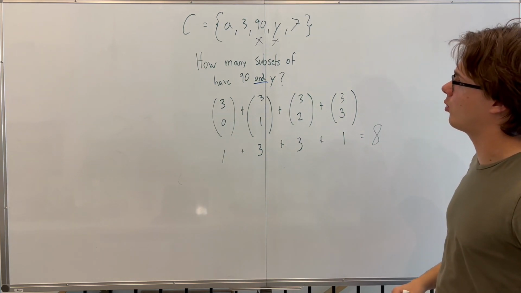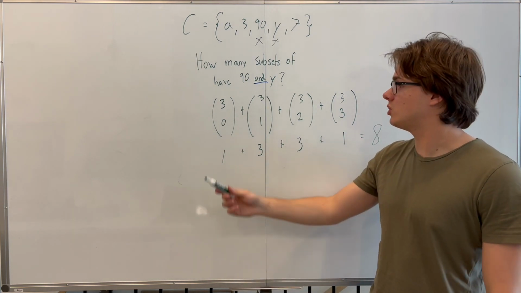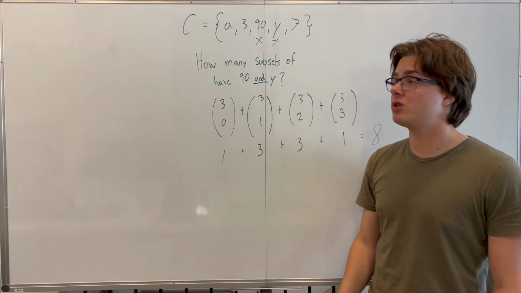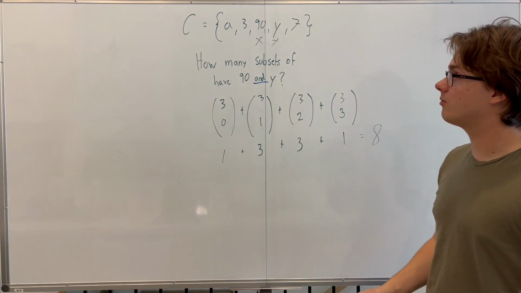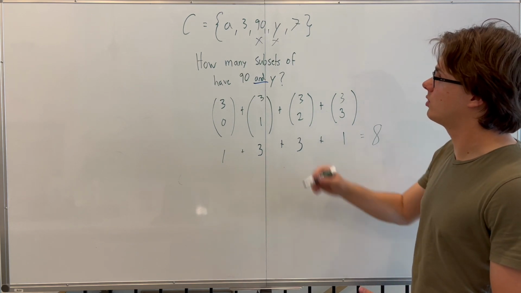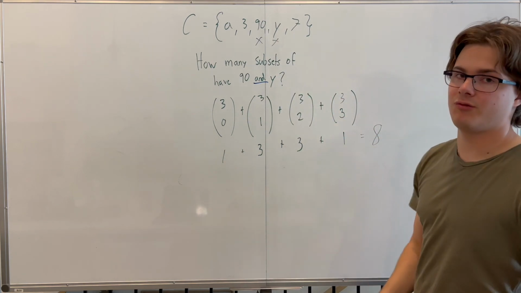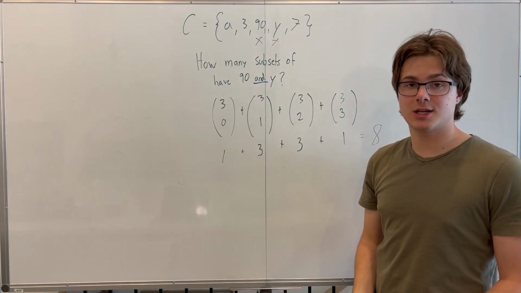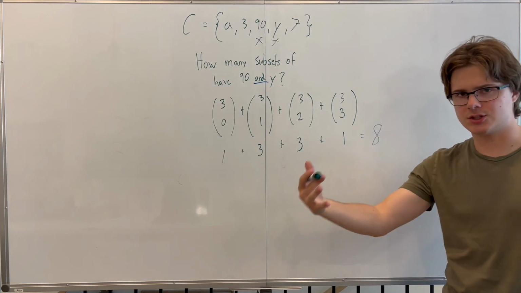But this method, of course, makes a lot more sense. You can choose 0 of the free elements to be with the 2 fixed, 1 of the free elements to be with the 2 fixed, 2 of the free elements to be with the 2 fixed, or all of the free elements to be with the 2 fixed elements. In a subset, of course.